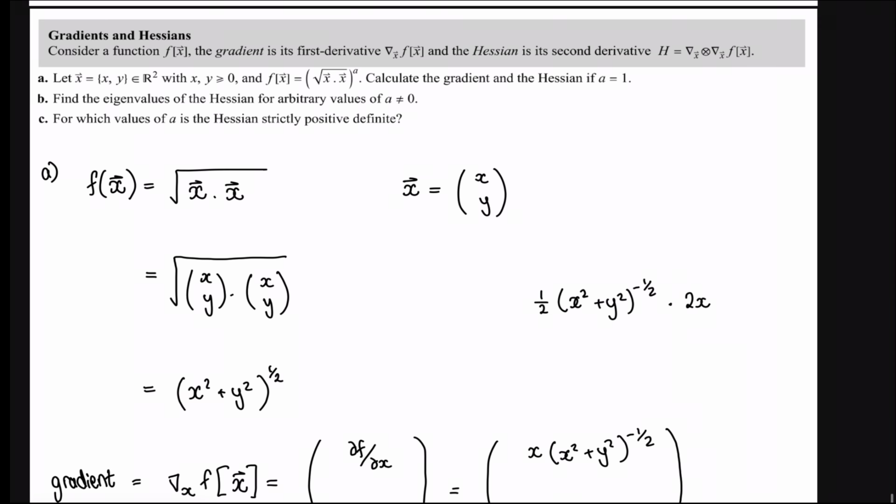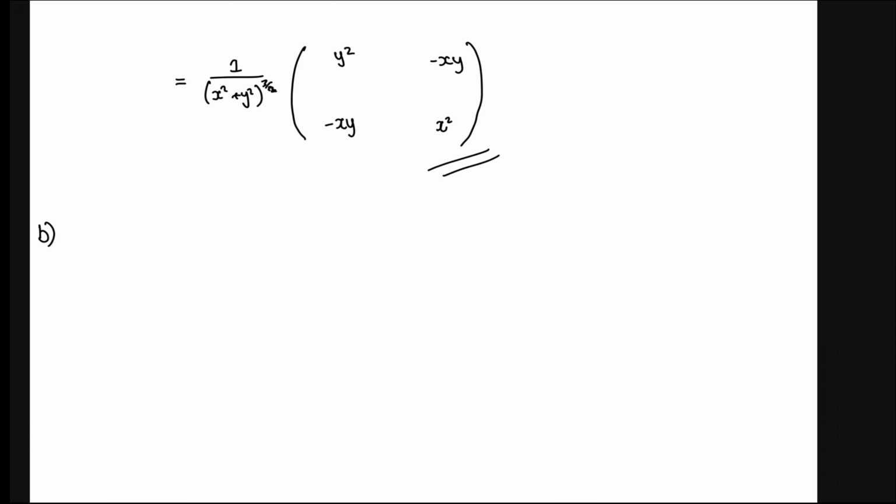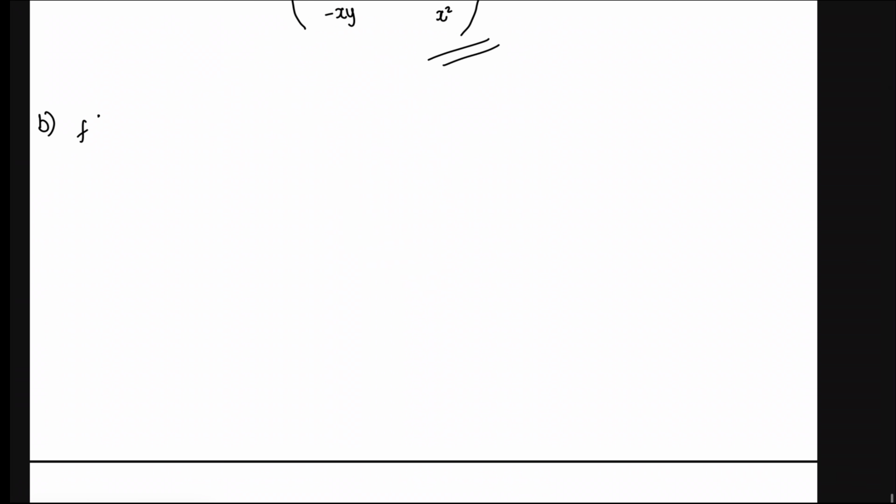Now, so that's part A done. If we look at part B, find the eigenvalues of the Hessian for arbitrary values of a not equal to 0. Cool. So in order to do this, I'm going to rewrite the function, but this time we have the function to the power of a, which we can write as x squared plus y squared all to the power of a over 2.